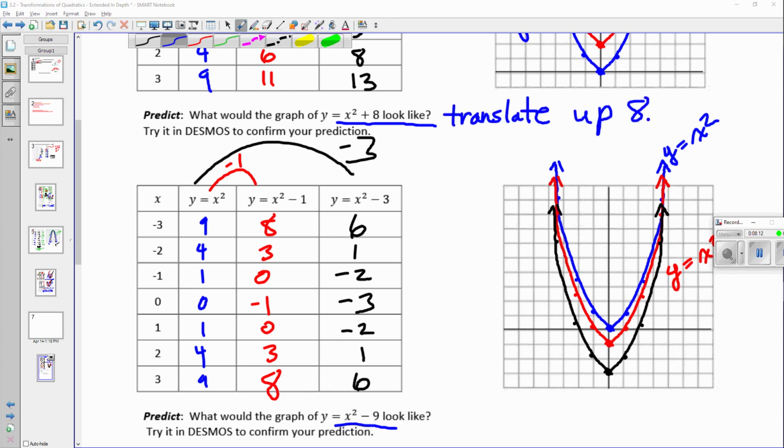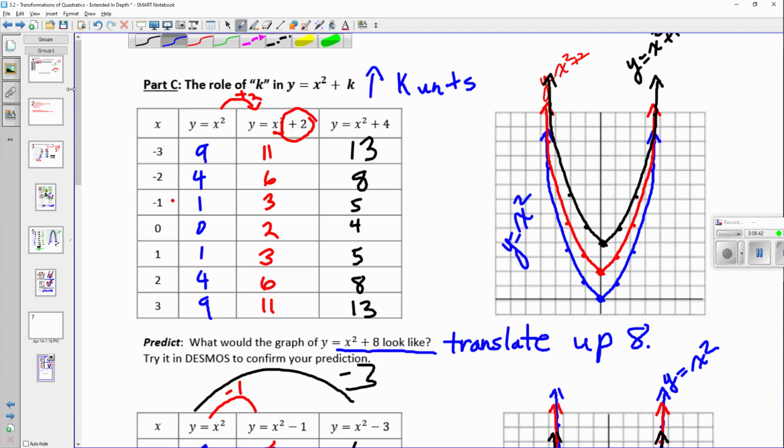So when it's x squared plus 8, we're saying that the graph of x squared just translates up 8 units. Now let's take a look at x squared minus 9 based on what we just studied. So that means this will, pause it, try it out, and we end up translating down 9 units. So what does this mean? So for our basic graph, y equals x squared plus k, if k is negative, it moves down. If k is positive, it moves up.